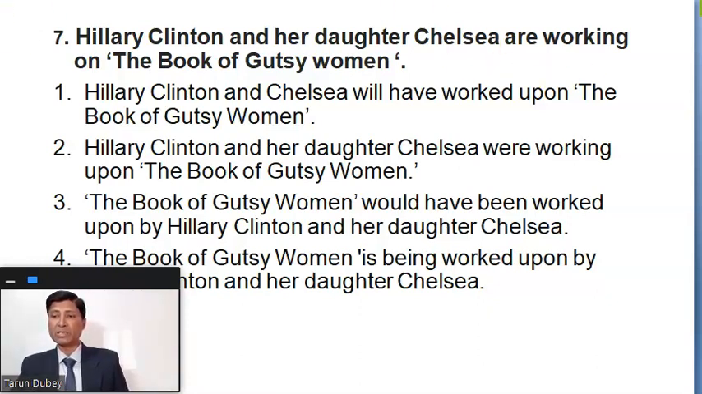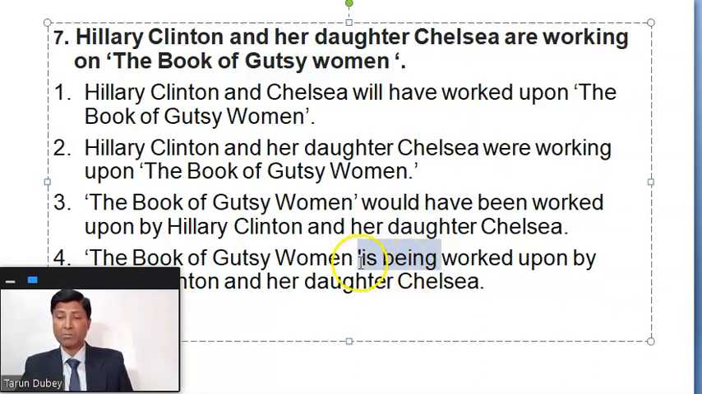Present continuous tense. So what is the passive form of present continuous tense? Is, am, are, being plus V3. So where is being? First one is will have, no. Second is were working, no. Third is have been worked, no. Answer will be 4. Here it is will is being. You can see here it is being.